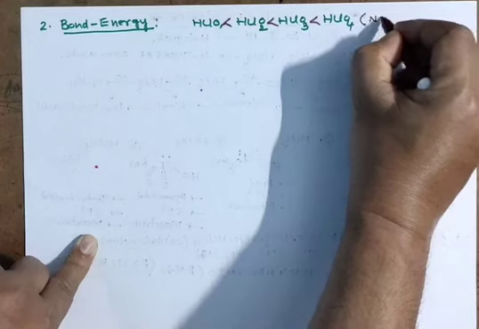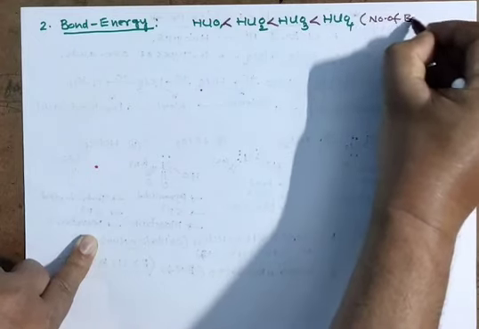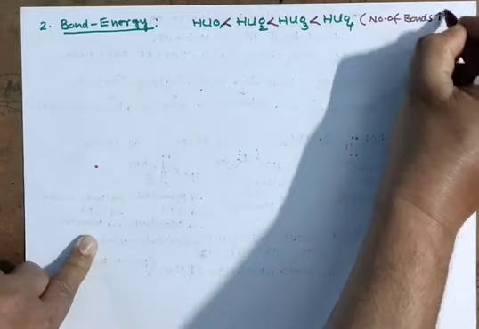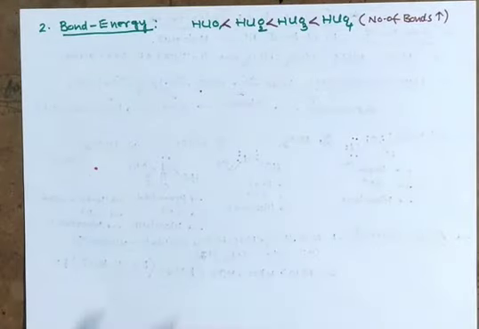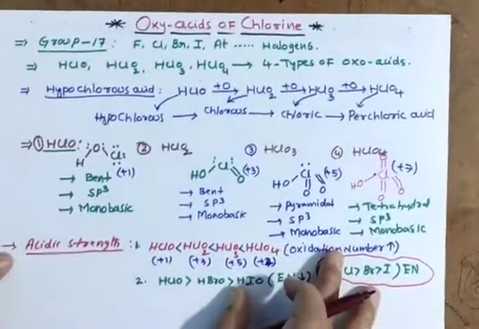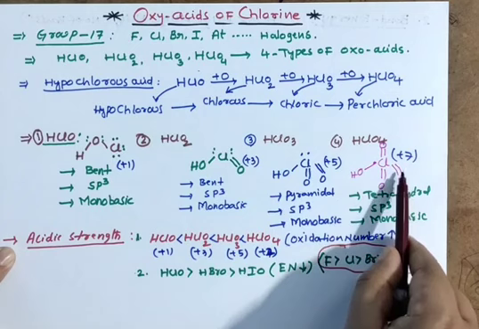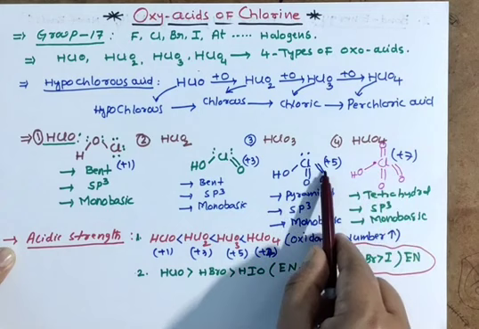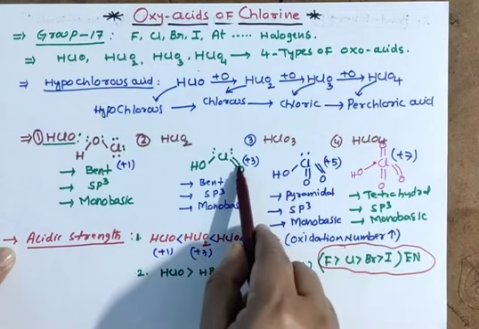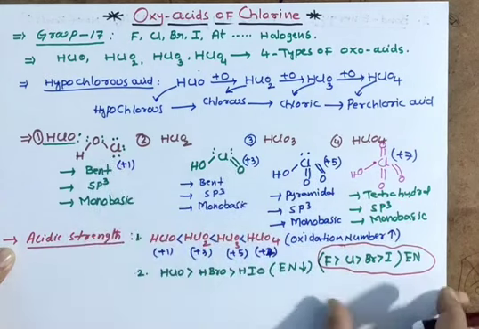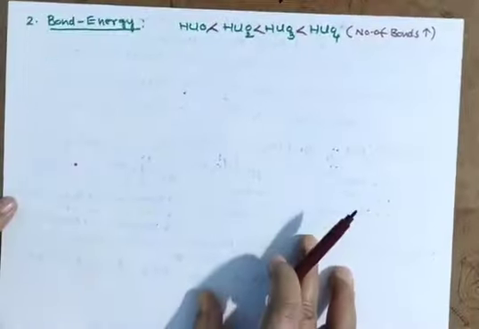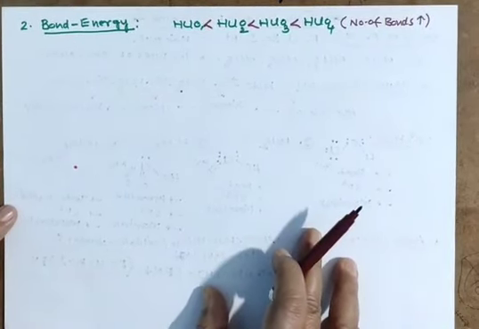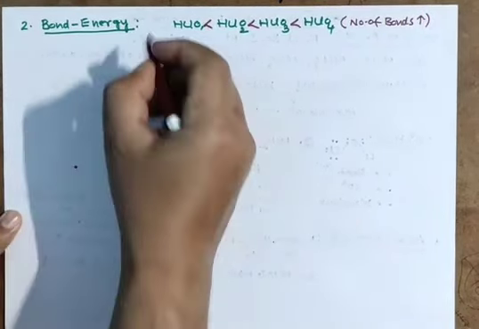The reason is that the number of bonds is increasing. See here. When you see the structures, here 2, 3, 4, 5, 6 bonds are there. Here 1, 2, 3, 4, 5 bonds. Here 3 bonds. Here 2 bonds. As the number of bonds increases, bond energy also increases, and the remaining factors are also affected.